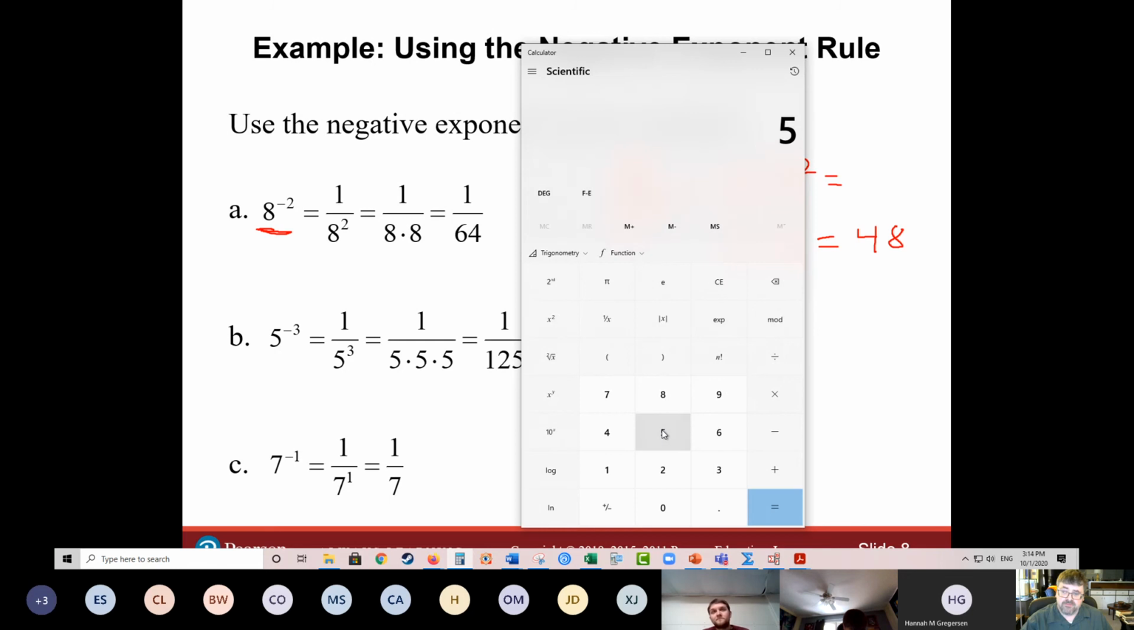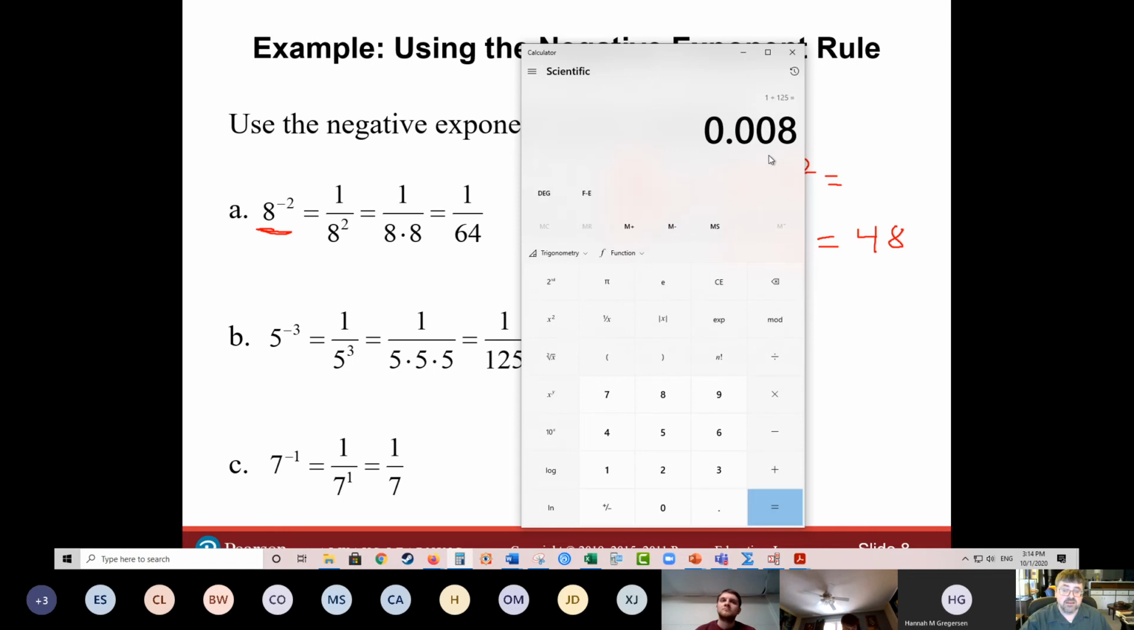That would be 5, exponent key, 3, make 3 negative, equal sign, and I get 0.008. I get a decimal version of my fraction. And so 0.008, then I'm just going to divide to check. Is 1 divided by 125 0.008? Yes, it is.